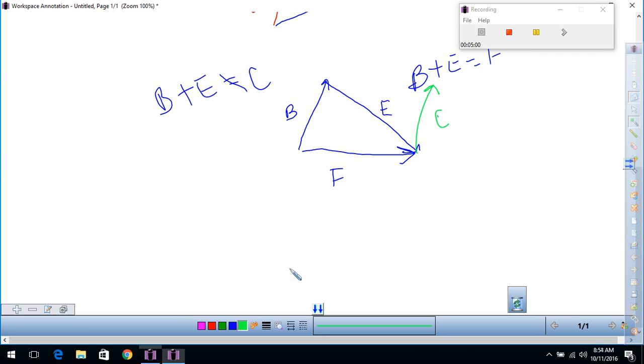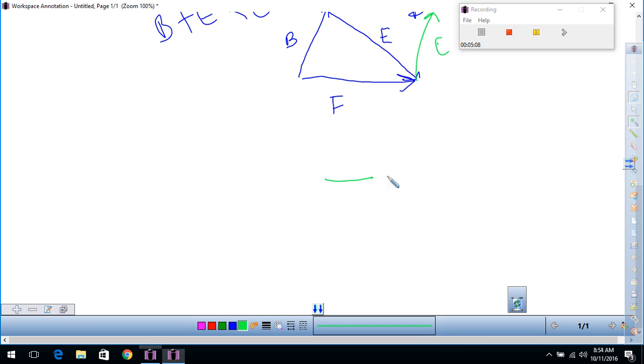All right. Let's move on to D. F plus C is equal to A. So F is here. Let's go down a little more. So F is a straight line pointing to the right.